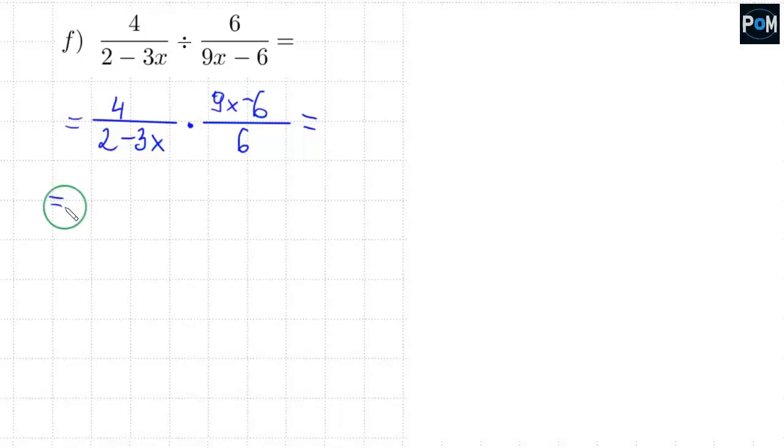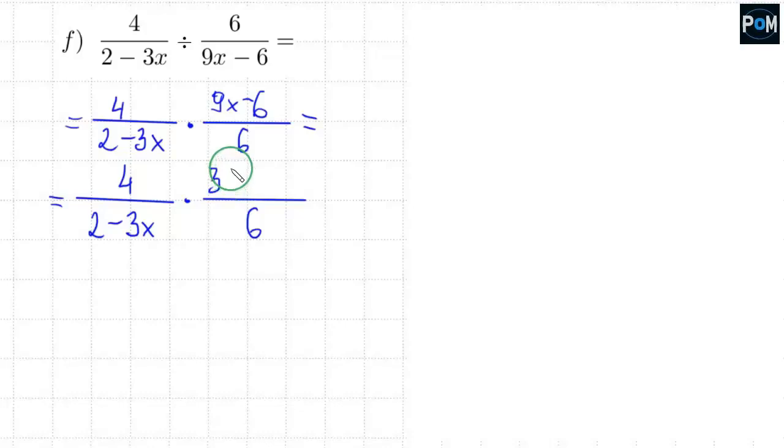Then I'll do this. I won't do anything with this 4, and I won't do anything with this either. So the first fraction does not change. In the second fraction, the 6 will stay on the bottom, and at the top, I can factor out a 3 from this 9x minus 6. It will be a 3. And in the brackets from 9x, I will have 3x left. And from 6, I am left with 2 with a minus.